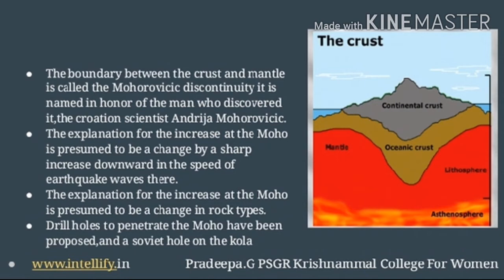Drill holes to penetrate the Moho have been proposed, and a Soviet hole on the Kola Peninsula. There is a picture which explains crust was divided into two parts, continental crust and oceanic crust. Oceanic crust lies below the continental crust and there was a mantle and lithosphere which was right and left side of the oceanic crust.